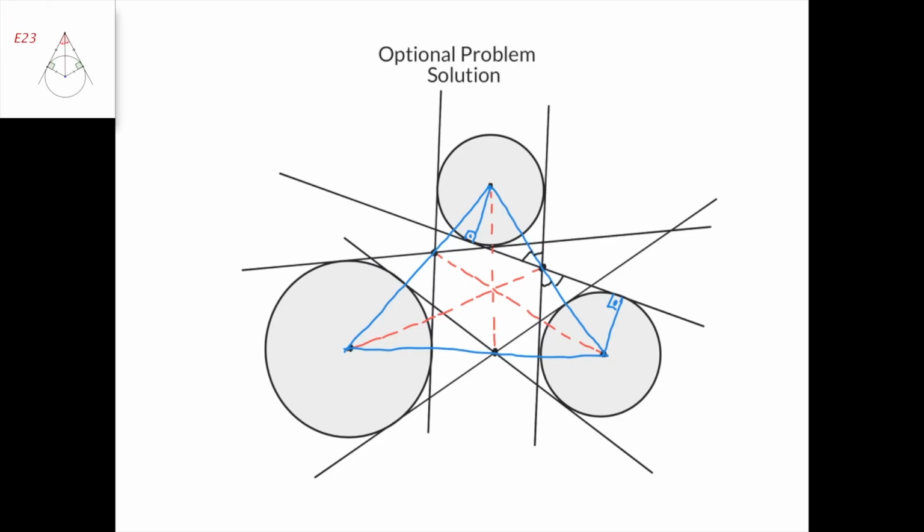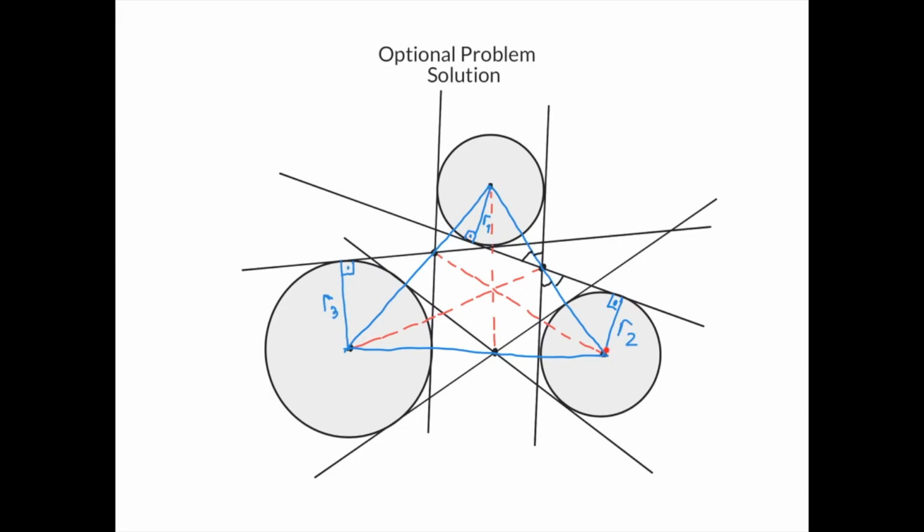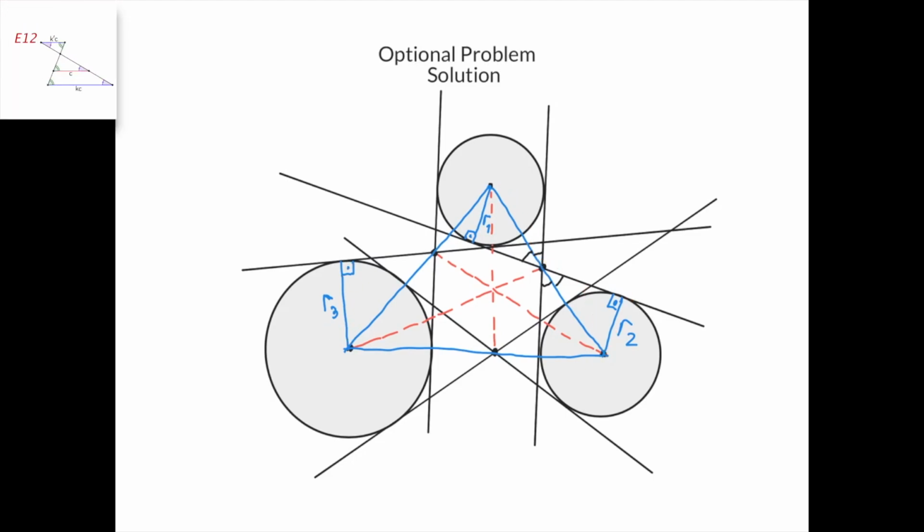Let's see, if this is the tangency point and this is the tangency point, we have that this is 90 degrees and this is 90 degrees. And so we can apply the intercept theorem because this line is parallel to this line because of the two right angles. And so this divided by this equals this radius divided by this radius. Let's call this radius R1, this radius R2, and this radius R3. Then we know that this divided by this is R1 divided by R2. And similarly, we can show that this divided by this is R2 divided by R3, and this divided by this is R3 divided by R1.